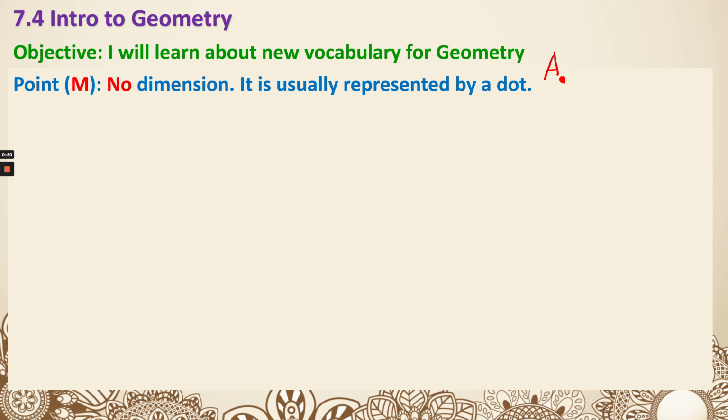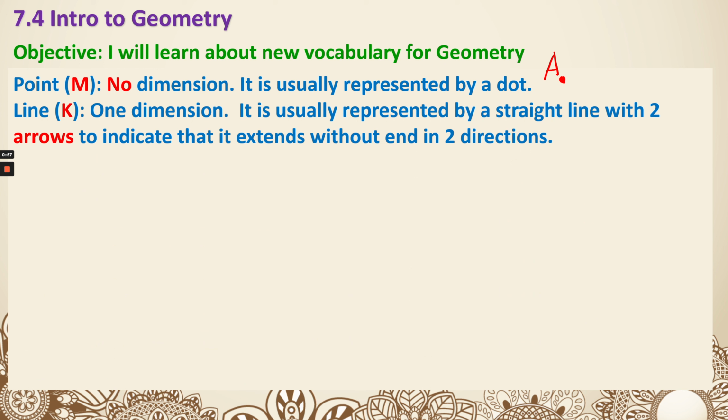Next, line. Line matches with definition K. It has one dimension. It is usually represented by a straight line with two arrows to indicate that it extends without end in two directions. So for example, we have this line, but we can't just draw a line without knowing how to represent it. So let's say you have points A and B on here, and we are going to represent it as AB with a little line on the top, the line with two arrows on the top, to indicate this is line AB.